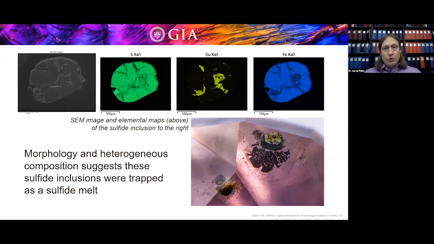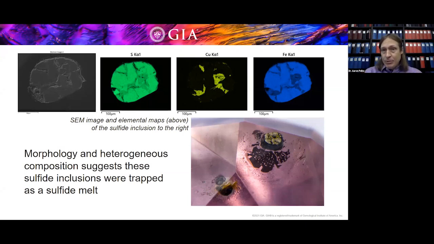And so we're mapping out the sulfur, copper, and iron concentrations of that inclusion. And what you notice, especially with the copper and the iron, is that there are different heterogeneous distributions of that copper and iron in this inclusion. There are spaces where the copper is very concentrated, and there are parts where the iron is very concentrated. So what this indicates is that this is a mineralogically heterogeneous and chemically heterogeneous inclusion.